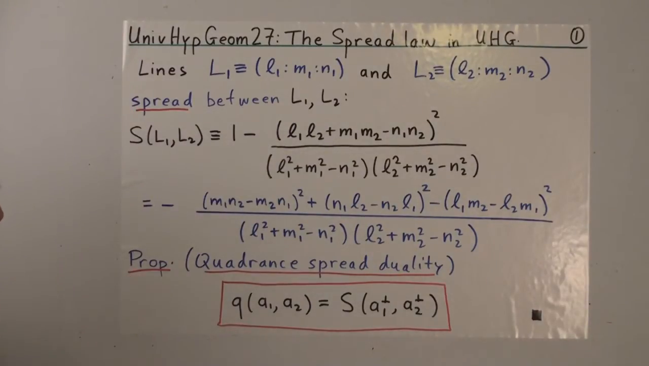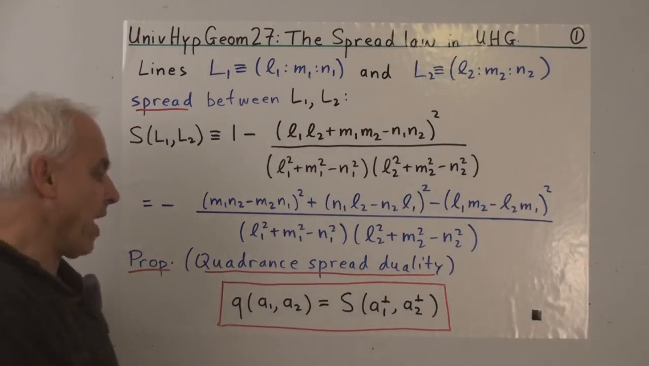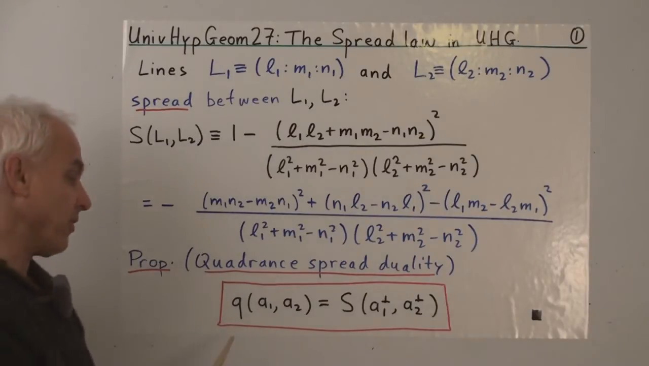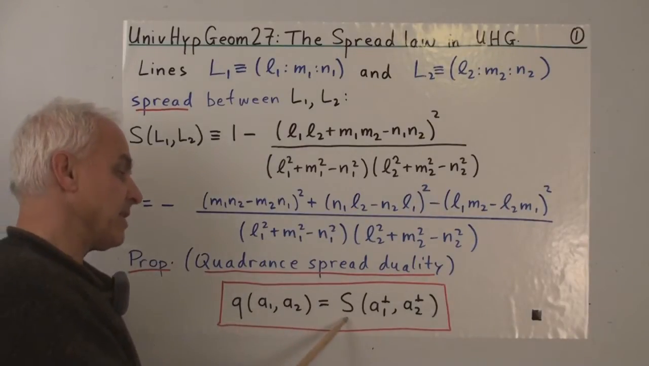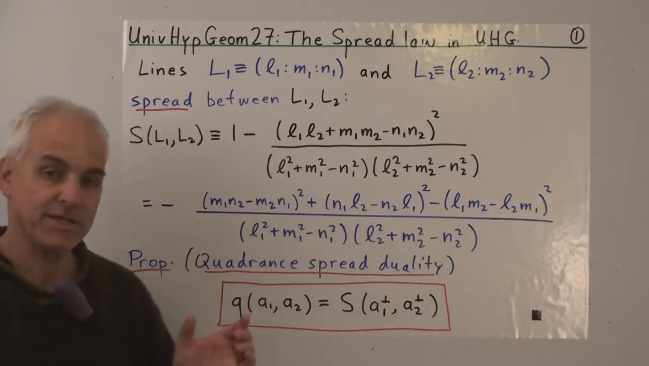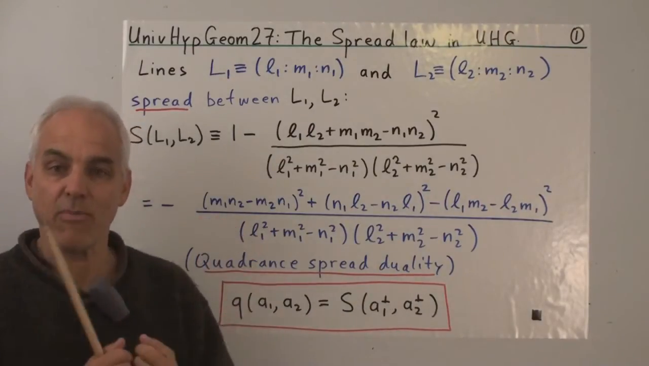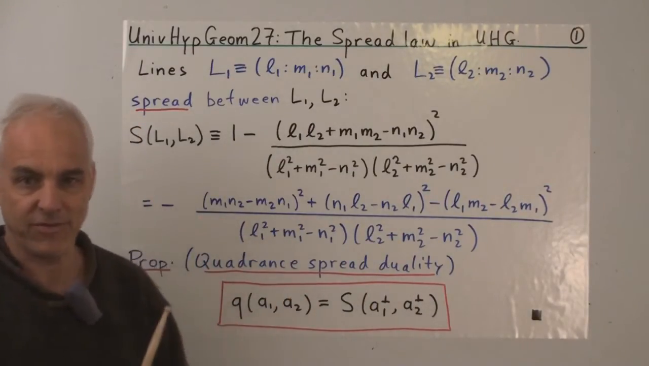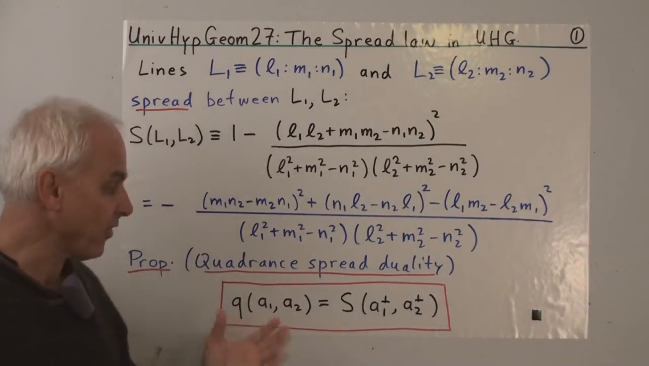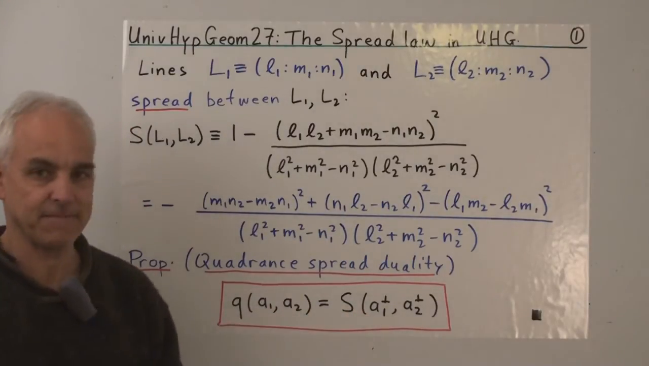And I just make this obvious observation, the quadrance spread duality: if you have two points, A1 and A2, the quadrance between them is the same as the spread between the dual lines. Because to go from points to the dual lines, it's just a question of replacing the square brackets with round brackets. And since the formula for the spread is exactly the same as the formula for the quadrance, this is obvious, but it's important to say it.